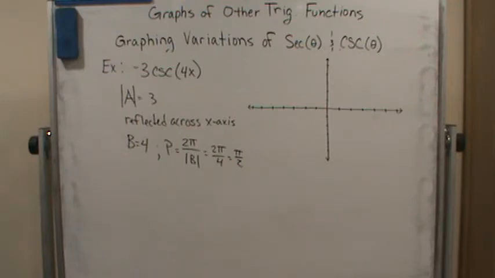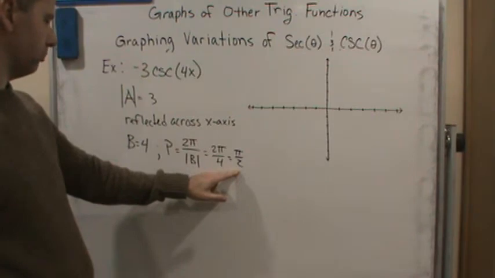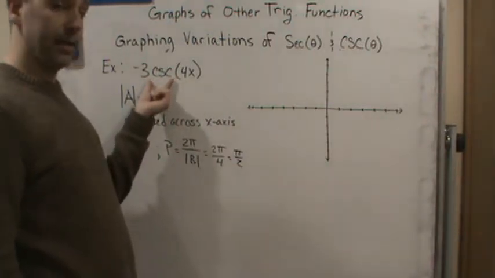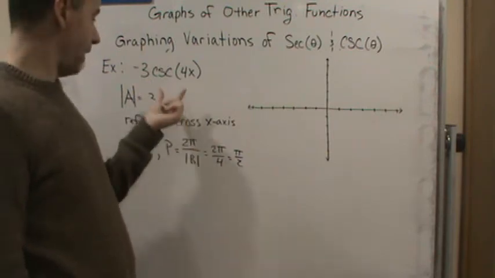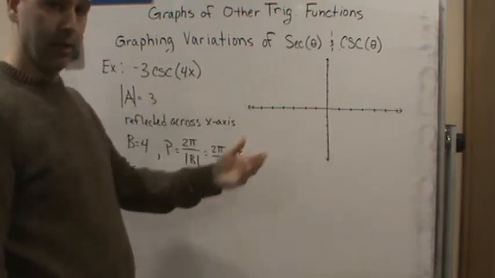Okay, so let's sketch this. We've got everything we need to sketch it. We have a period of pi over 2. So where are the asymptotes located? Remember the formula for the asymptotes. Where do the asymptotes happen? Well, remember, this is 1 over sine, so where is this undefined? It's undefined at 0, pi, and so on.